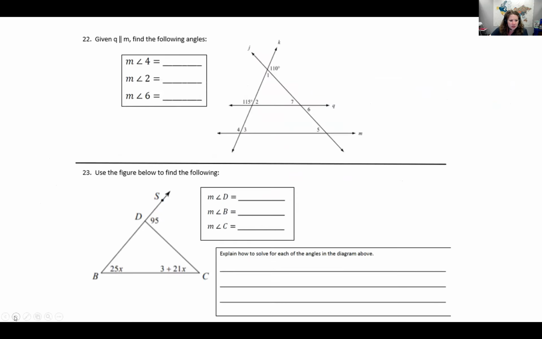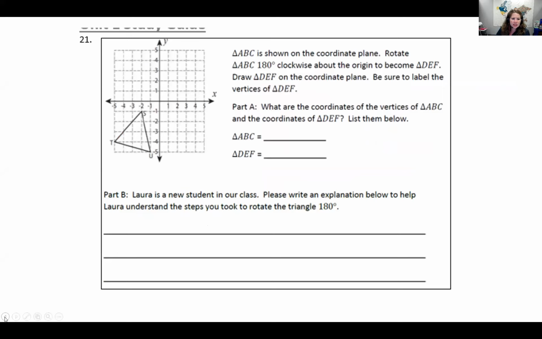All right, I think we're almost done. We got a couple more. All right, so 21, we're going to rotate this triangle 180 degrees. So that means that we're going to change this order of the numbers. So we're going to go left 2, down 1. That means we're going to go right 2, up 1. Here, instead of going left 1, down 5, it means we're going to go right 1, up 5. Instead of going left 5, down 4, it means we're going to go right 5, up 4.